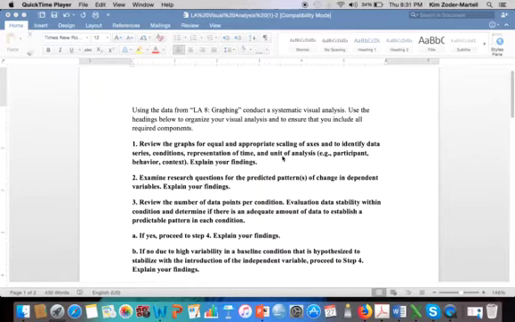Remember that a good research question includes the independent variable, the dependent variable, and the participants. And given that research question, what would you expect would happen if you continued your baseline data?